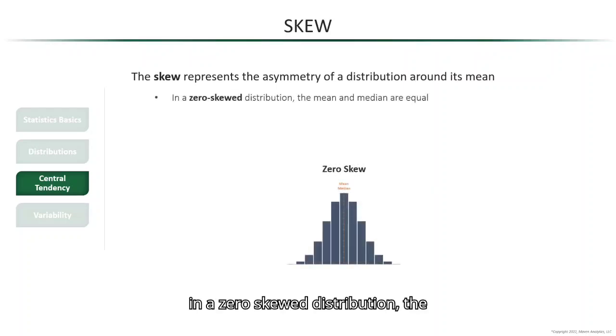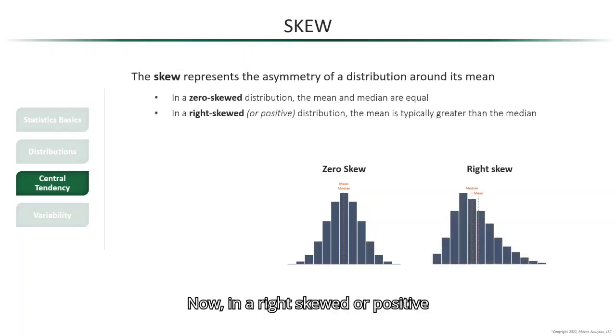So in a zero skewed distribution, the mean and the median are equal, which means that the average value happens to be the middle value as well, which, as you can see from the histogram here, also happens to be inside the modal class or the highest bar.